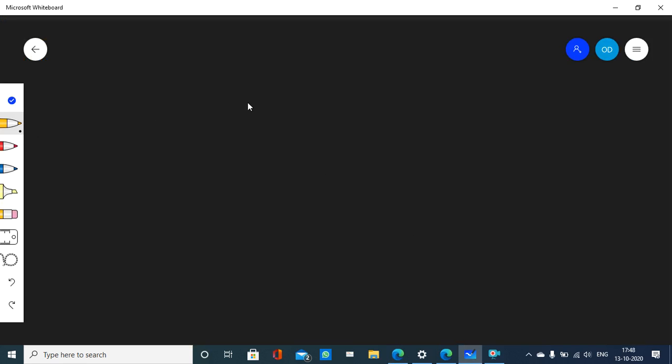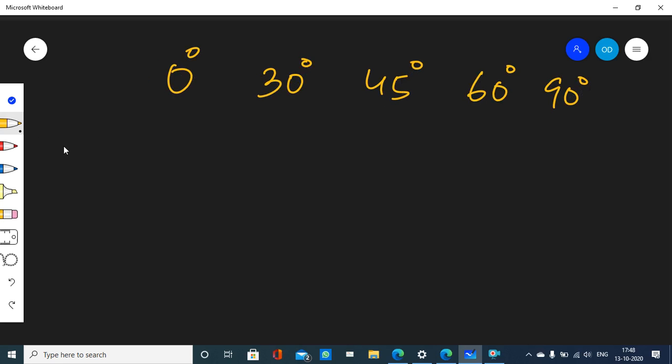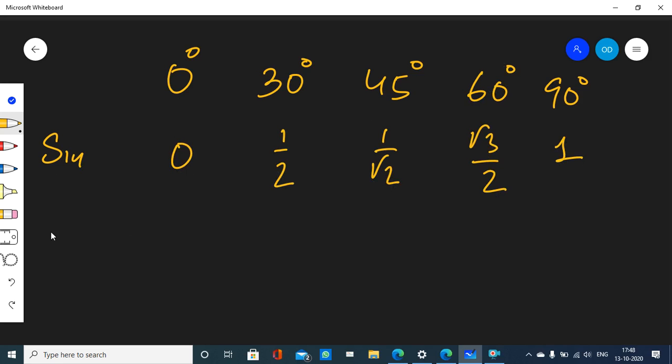Before we do this question, first let's revise one more important thing. There are some angles that you have learned in high school: 0 degree, 30 degree, 45 degree, 60 degree, 90 degree. Sine 0 degree value is 0. Sine 30 degree value is 1 by 2. Sine 45 degree value is 1 by root 2. Sine 60 degree value is root 3 by 2. Sine 90 degree value is 1.